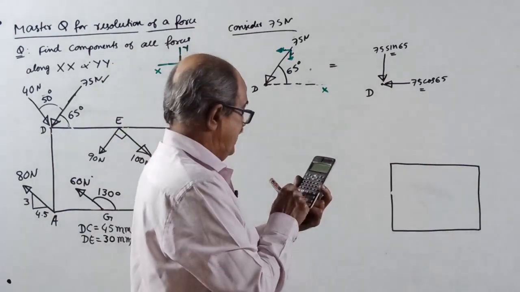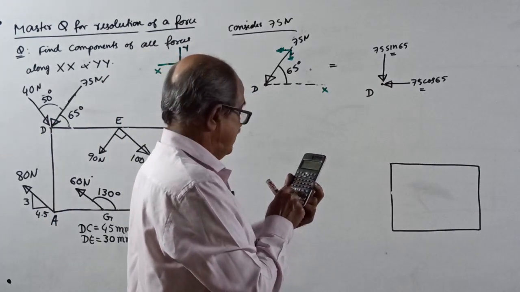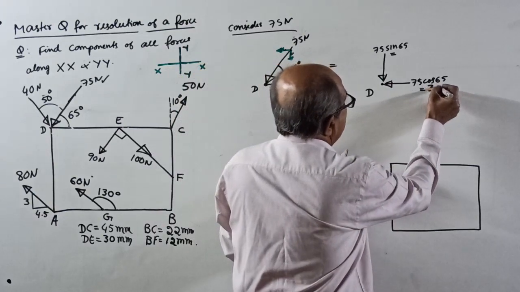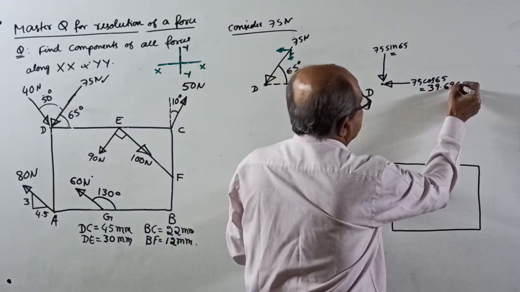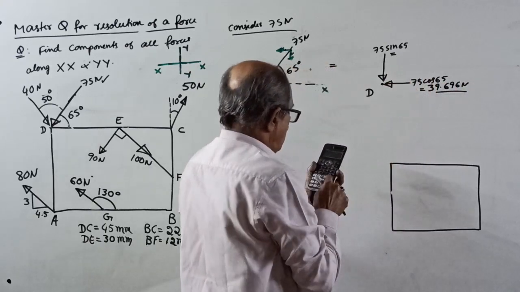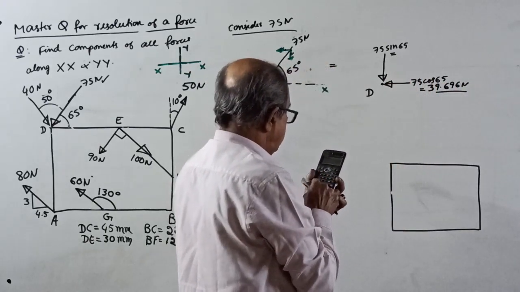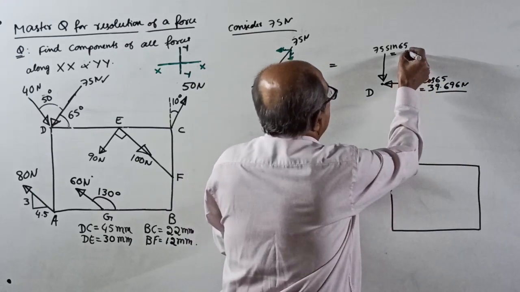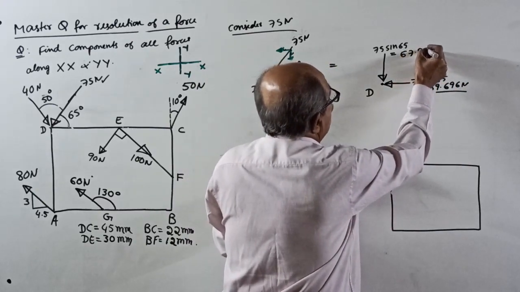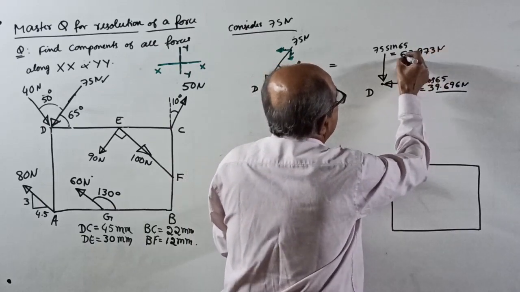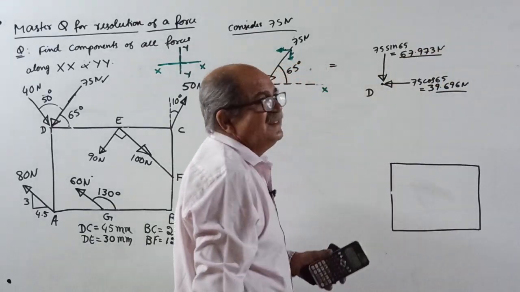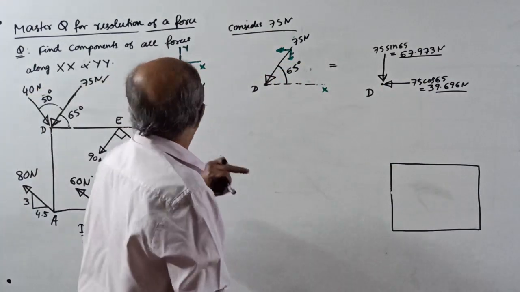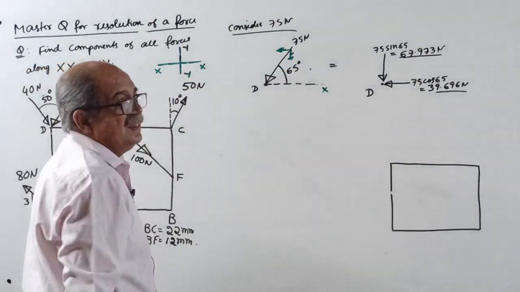Okay. 75 into cos 65 is 31.696. This is 39.696 Newton. This will be 75 into sin 65. If wrong also no problem. 67.973. See, I told you, calculation mistake, spelling mistake, occasional grammar mistake, those are not technical. Don't make an issue. Okay, now over. So 75 is over.